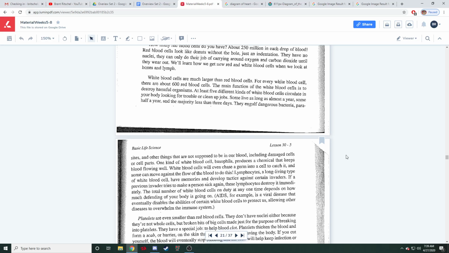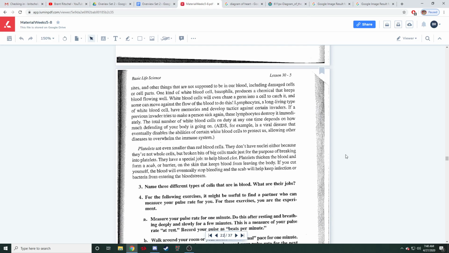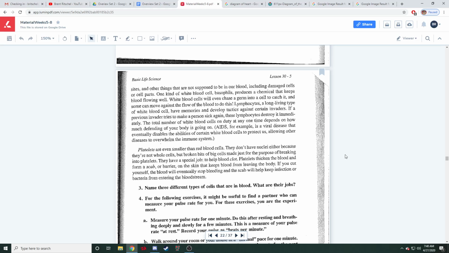They engulf dangerous bacteria, parasites, and other things that are not supposed to be in our blood, including damaged cells or cell parts. One kind of white blood cell, Basophilus, produces a chemical that keeps blood flowing well. White blood cells will even chase a germ into a cell to catch it, and some can move against the flow of the blood to do this.